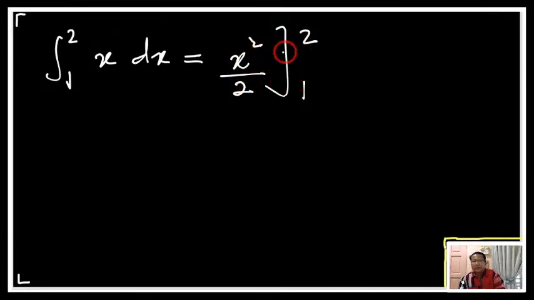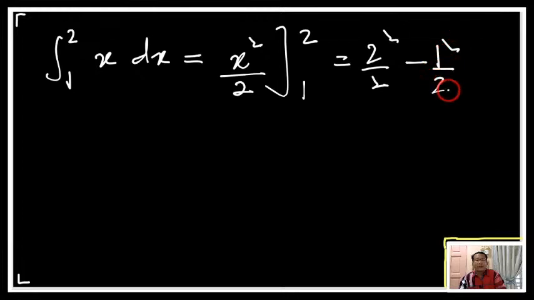Definite integral, 1 to 2. Now you have limit, x dx equal to x squared over 2. So 1, 2, and then you substitute 1 by 1. 2 squared over 2 minus 1 squared over 2. If you solve this, you get 3 over 2. No problem.